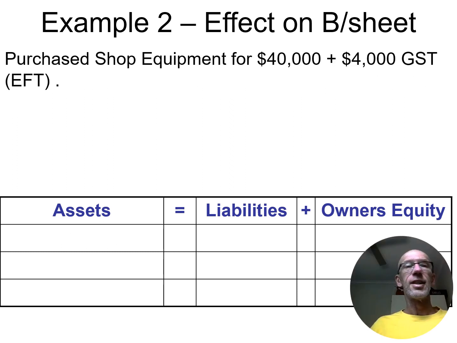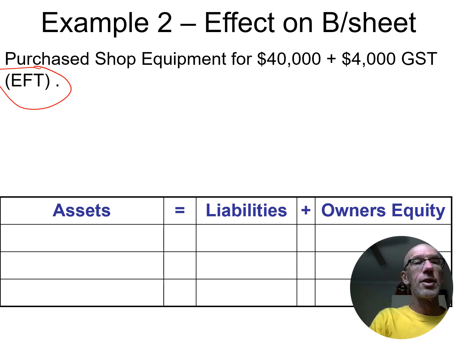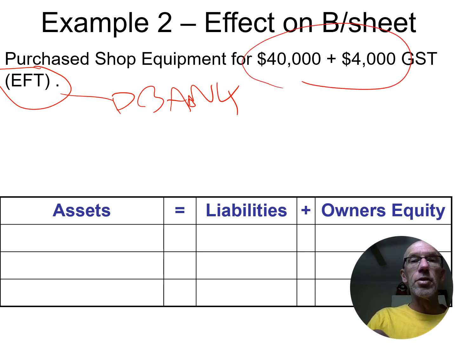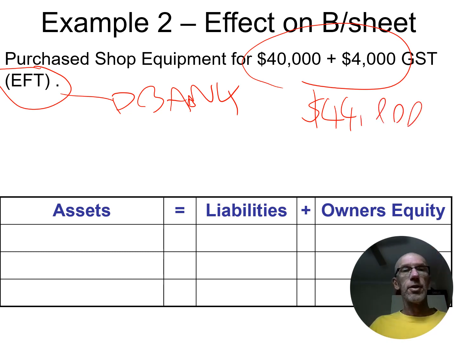So a second example. This time we're purchasing equipment. The source document is EFT, so that's going to affect our bank as opposed to a source document that was an invoice, which would be a credit transaction. And we need to combine these two amounts because they're both paid for in cash. So what's the effect on the accounting equation, the balance sheet?